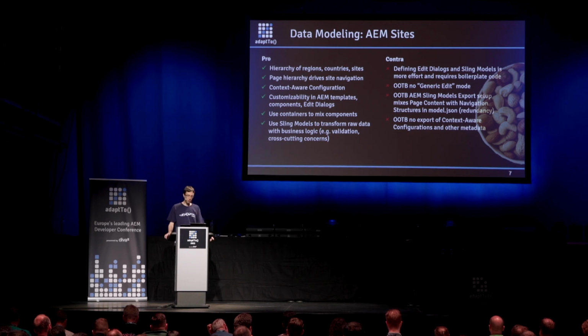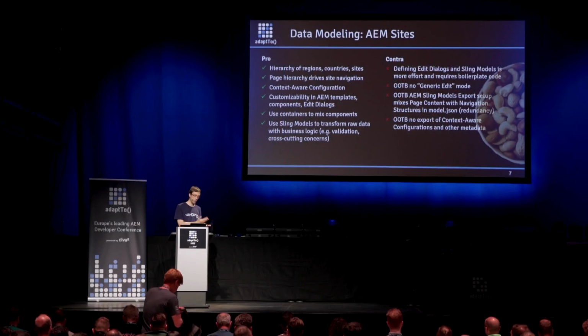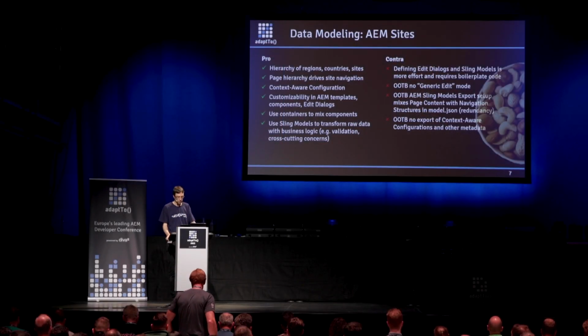And out of the box, if you're using the approach which is just from the archetype or in the WKND example, you always have a mixture of navigation and content in your Sling model exporter JSON. And this leads to a lot of redundancy because in every page request, you get the full header, footer, navigation, and also the content. Whereas it would be nicer to split this up because a single page application normally only needs to request the navigation once and then the content for each page.